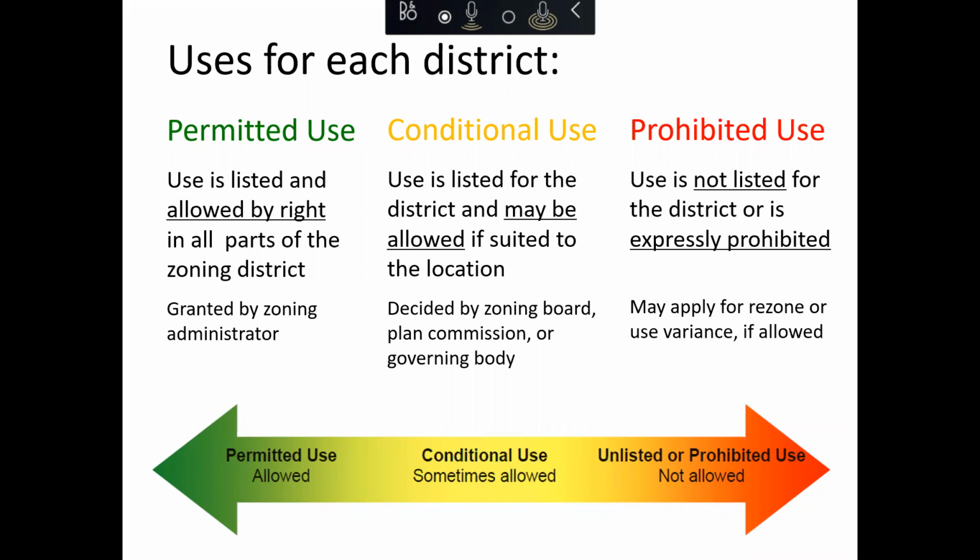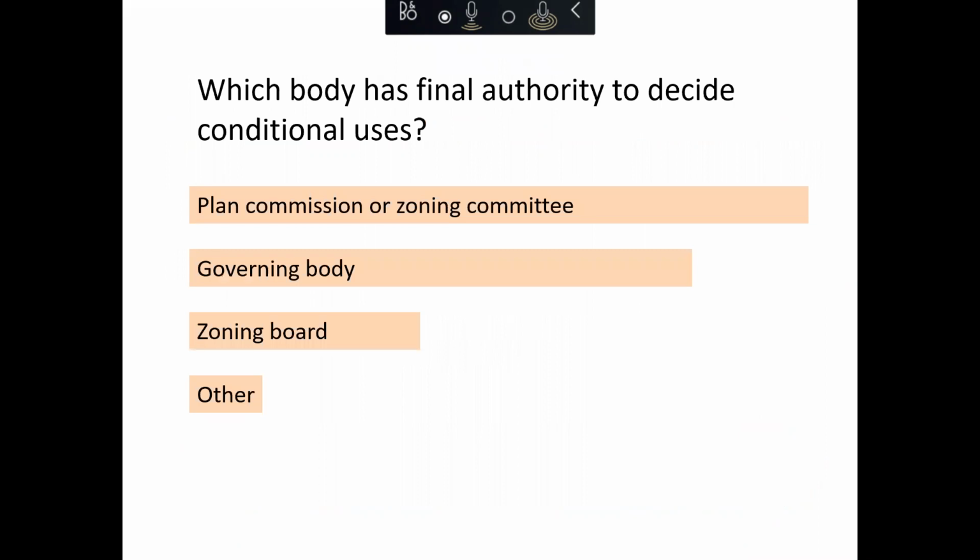If a property owner desires one of those uses, they can apply for a rezone, or if the local government allows it, they can apply for a use variance. So the Center for Land Use Education did a survey this month of cities, villages, towns, and counties in Wisconsin, and we got 160 responses to that survey. And this is one set of results. So which body has the final authority to make conditional uses?